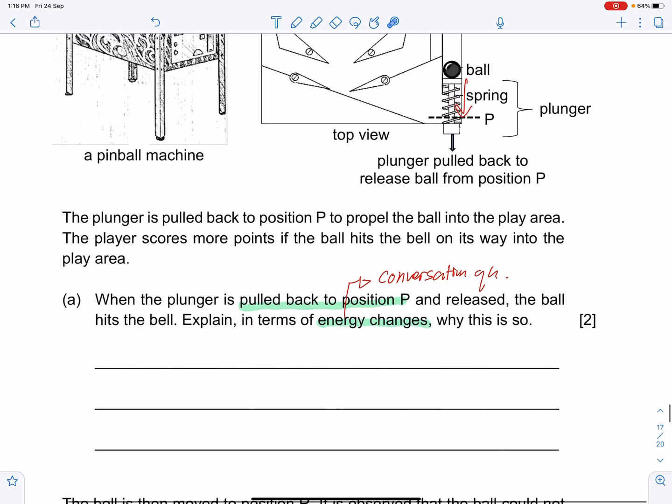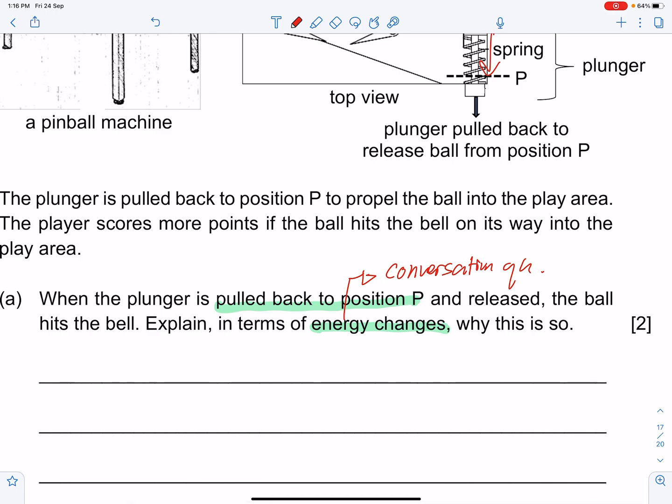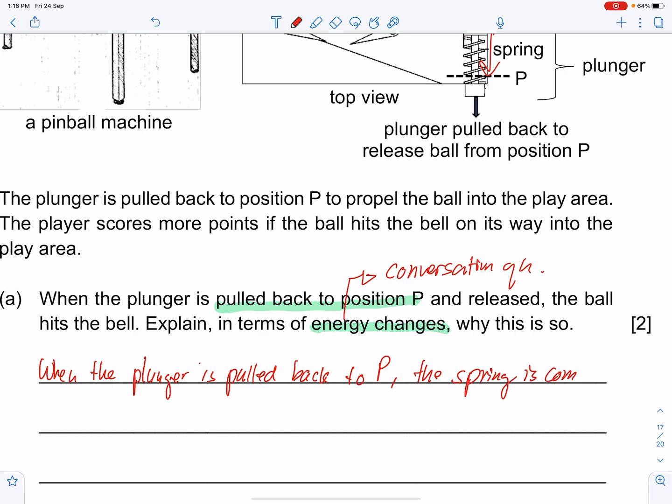So how will your answer look like? When the plunger is pulled back to P, the spring is compressed. A lot of you did not mention this. Because it's compressed, hence there is elastic potential energy in the spring.